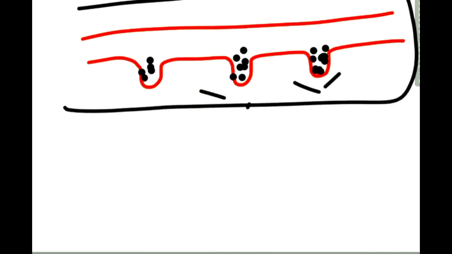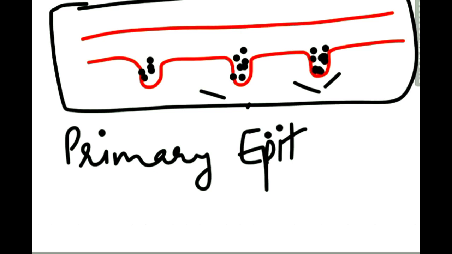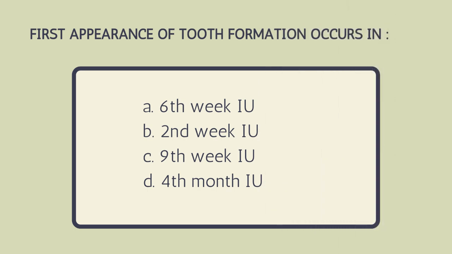This oral ectoderm is now called the primary epithelial band. So, a question for you all. First appearance of tooth formation occurs in 6th week intrauterine, 2nd week, 9th week or 4th month.